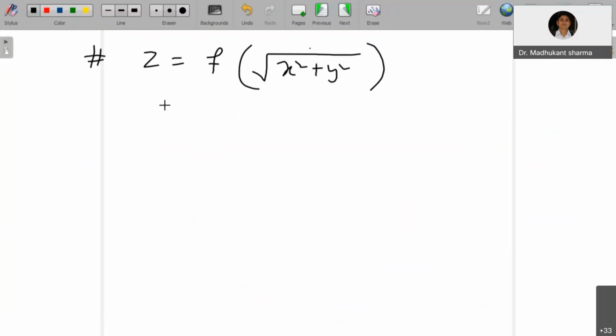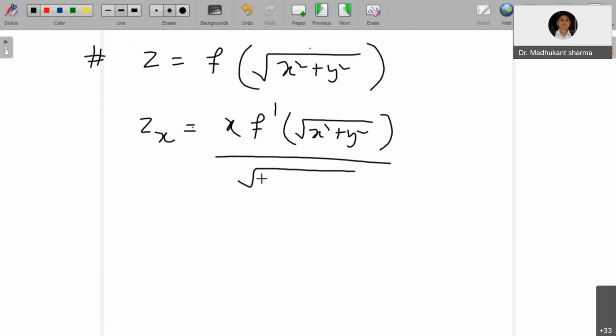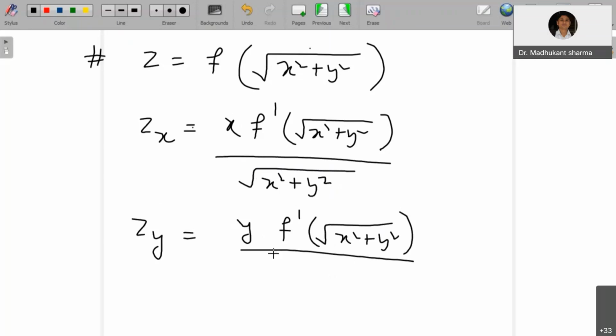Now we differentiate partially with respect to x and with respect to y. So z_x equals f' of the square root of x squared plus y squared times the derivative of the inside, which is 1 by 2 root of this times 2x, so this is x divided by the square root of x squared plus y squared. Similarly, z_y equals y times f' of the square root of x squared plus y squared divided by the square root of x squared plus y squared.